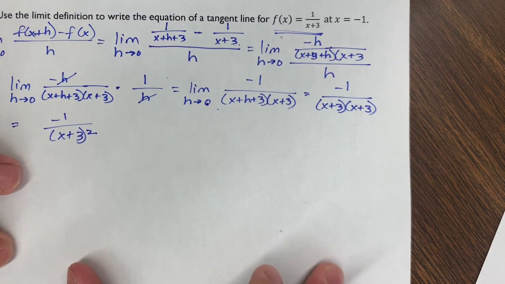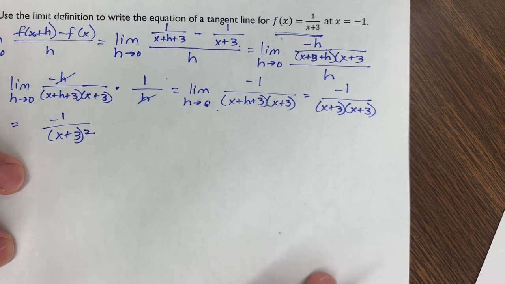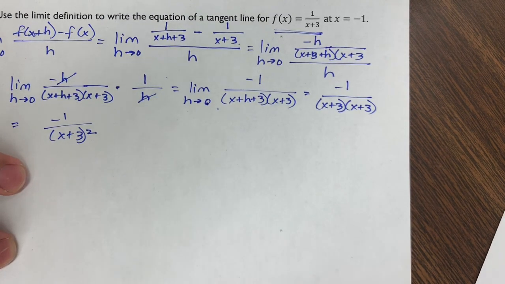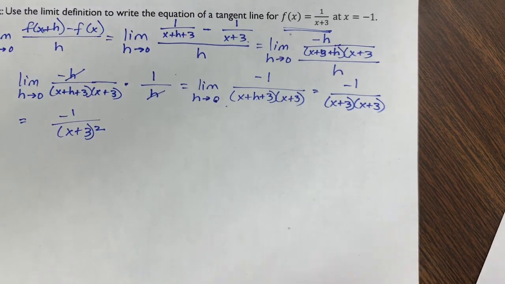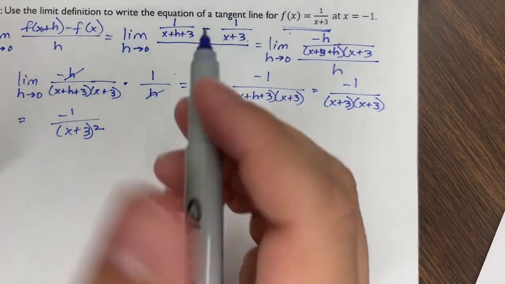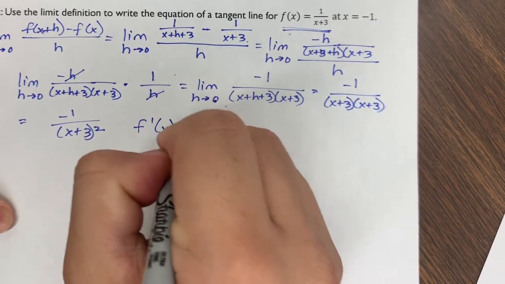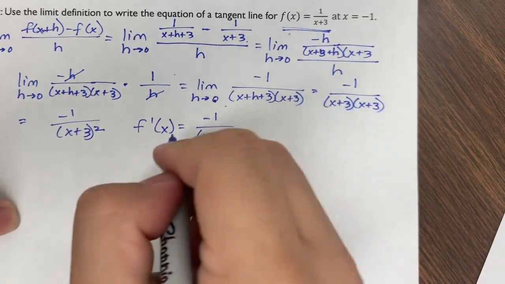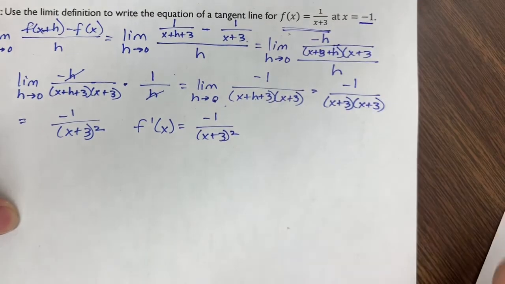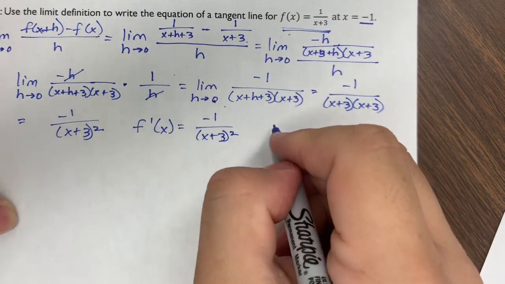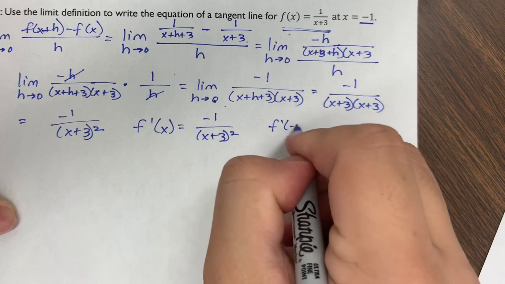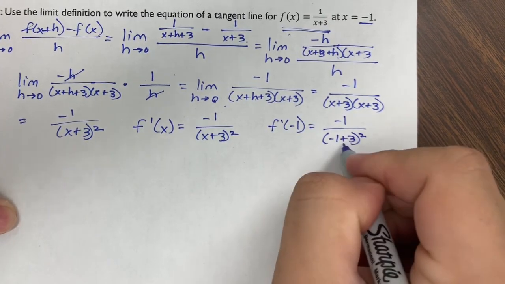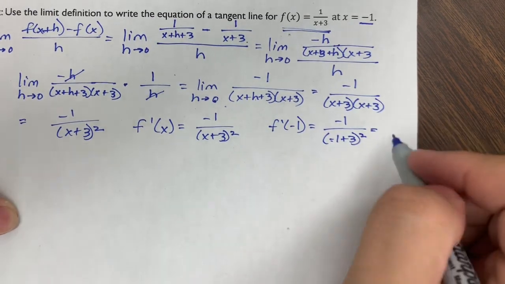All right? So again, these problems can get extremely long, and personally, I can't wait till we're done with this section and we can use the derivative rules that will get you through this in a much more efficient way. So my derivative function is equal to negative 1 over x plus 3 squared. If I want to know the slope at this point, x equals negative 1, I get f prime of negative 1 equals negative 1 over negative 1 plus 3 squared. That's 2 squared, so my slope is going to be negative 1/4.